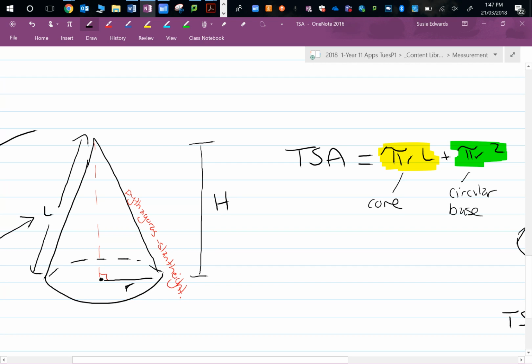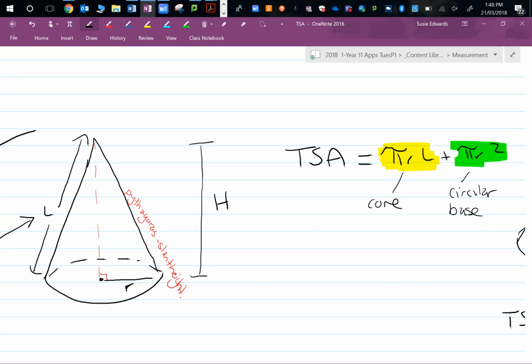All right, so the yellow one is this part here. The plus pi r squared is that base on the bottom. So if you got asked for the surface area of an ice cream cone, you would just use the yellow part, because it doesn't have a top on it. Everyone understand that?